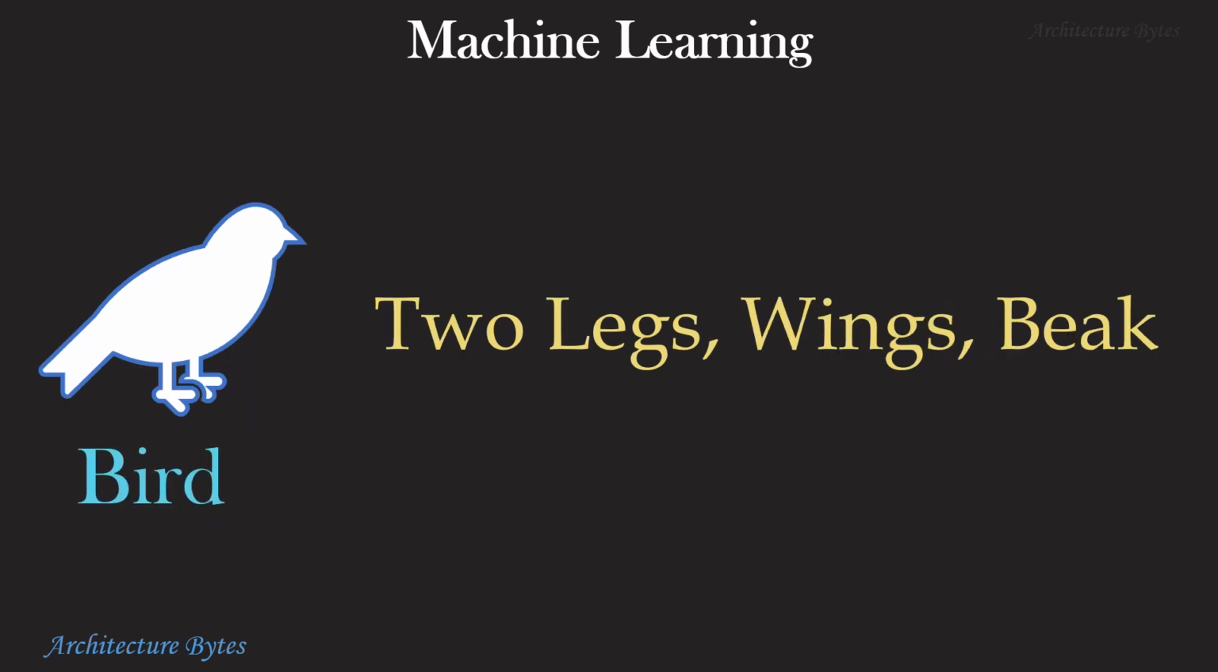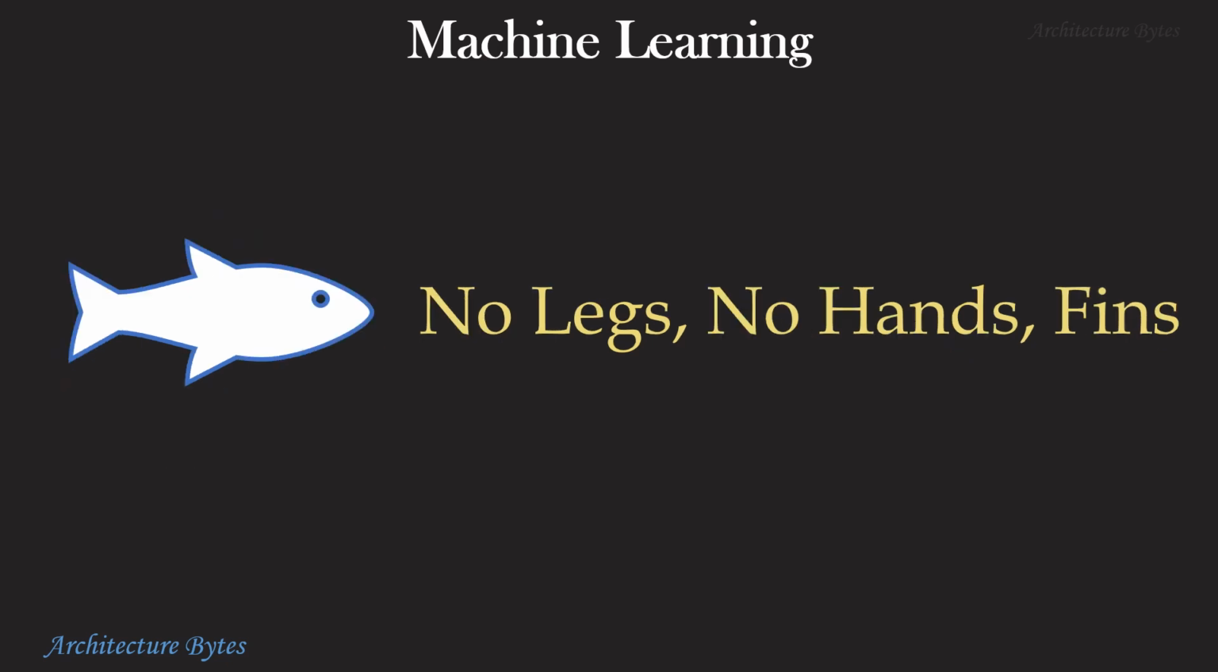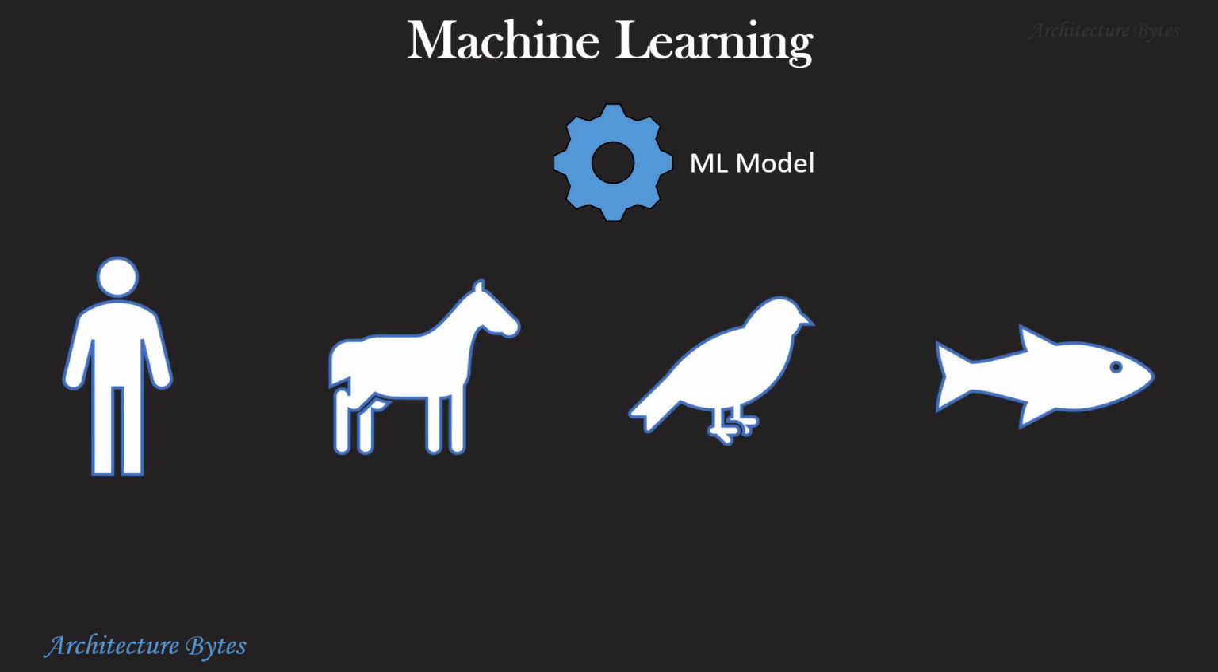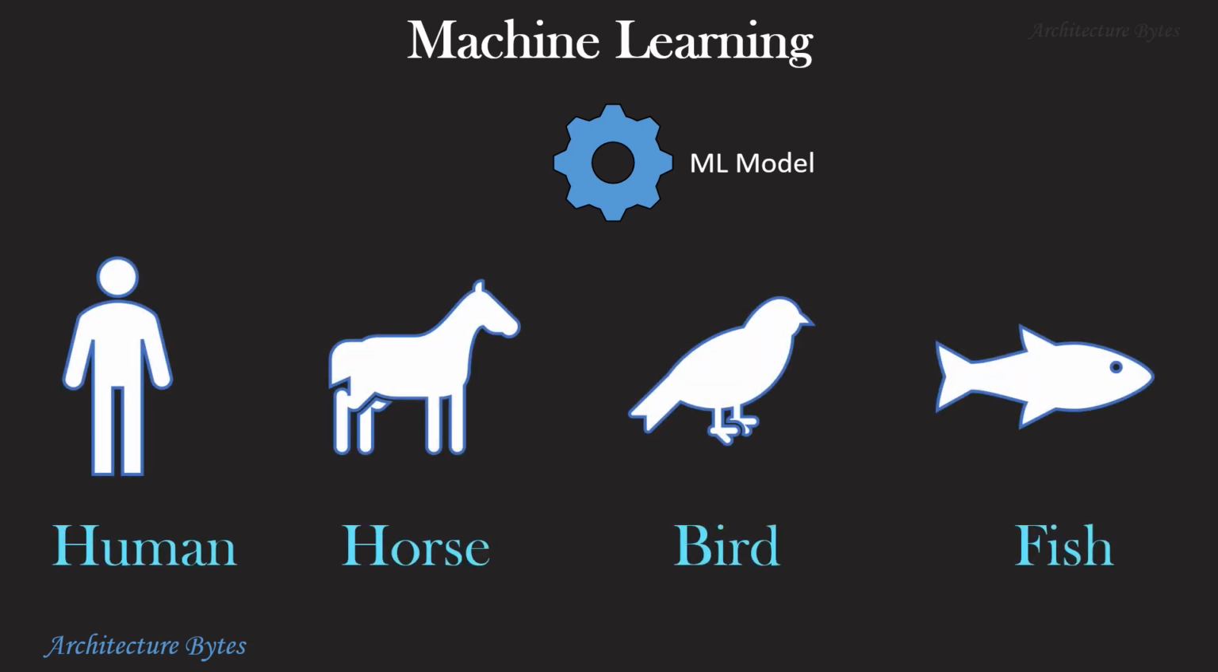And this image is labeled as a bird. To a machine learning process, this has two legs, wings, and a beak, and it is called a bird. And this is labeled as a fish. To a machine learning process, this has no legs, no hands, and has fins. So, our machine learning process creates what is known as a model that has been trained to recognize what a human, horse, bird, or a fish looks like.